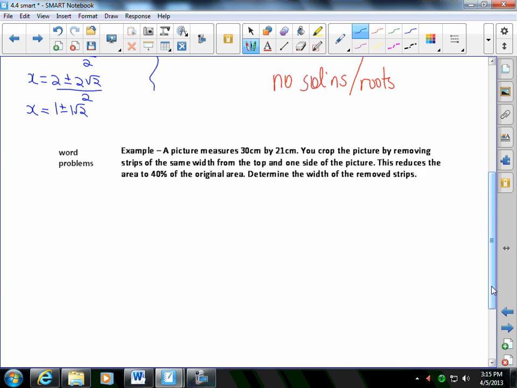Okay, and the last part of this is, of course, the word problem. It says a picture measures 30 centimeters by 21 centimeters. You crop the picture by removing strips of the same width from the top and one side of the picture. This reduces the area to 40% of the original. Determine the width of the removed strips.